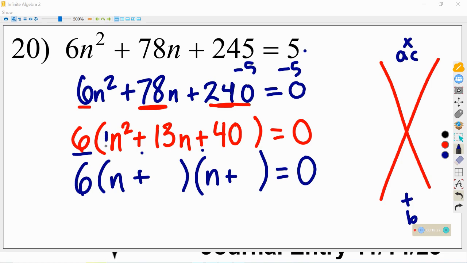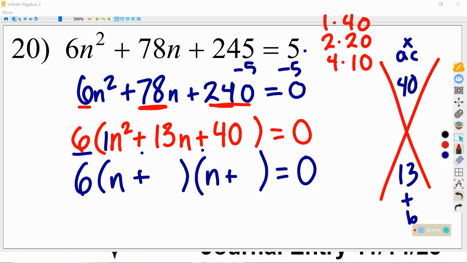Our a in this case is now an invisible 1. So 1 times 40 makes 40, and our b is 13. So we want to come up with two numbers that would have a product of 40 and a sum of 13, right? So we go through the list. 1 times 40, 2 times 20, 3 times nothing, 4 times 10, okay, and 5 times 8. All right, and here we go. Wait, 5 plus 8 is 13. So we know we got a 5 and an 8. And in this case, we would put a 5 here and an 8 there.